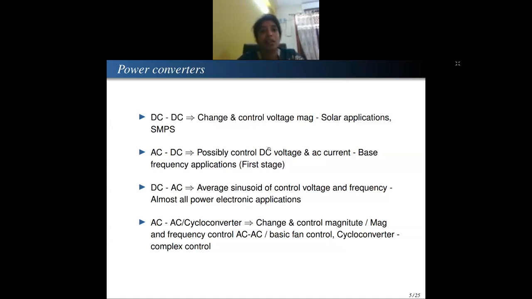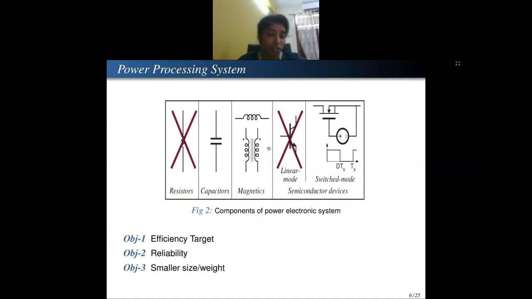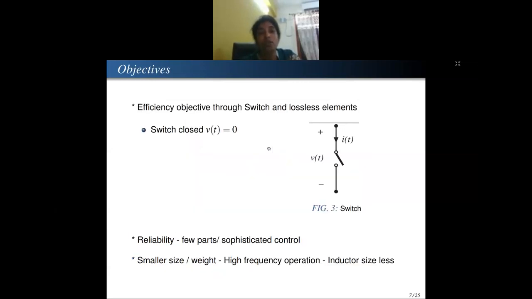So next, we will introduce what a power processing system is and what the main objectives in general are for a power electronic system. The first and most important objective is efficiency. Next, we have to look at reliability and then how to reduce the size and weight of any power electronics or power processing system. If we want to achieve the efficiency objective, what we can do is try to use elements which are lossless.